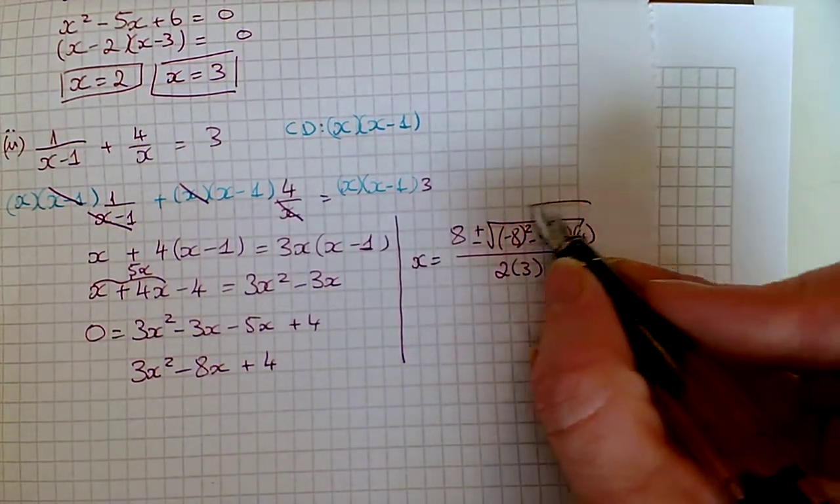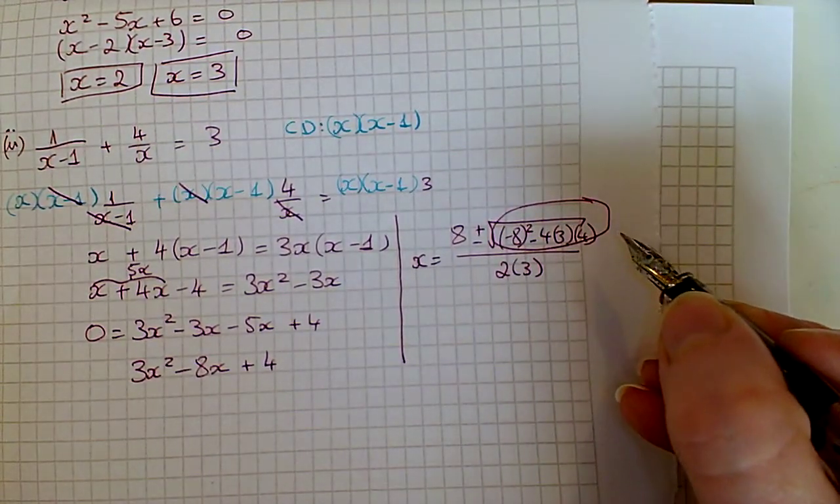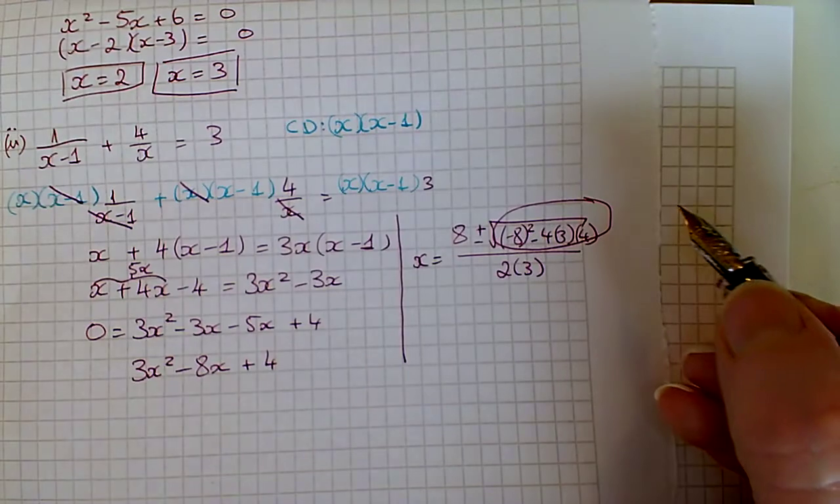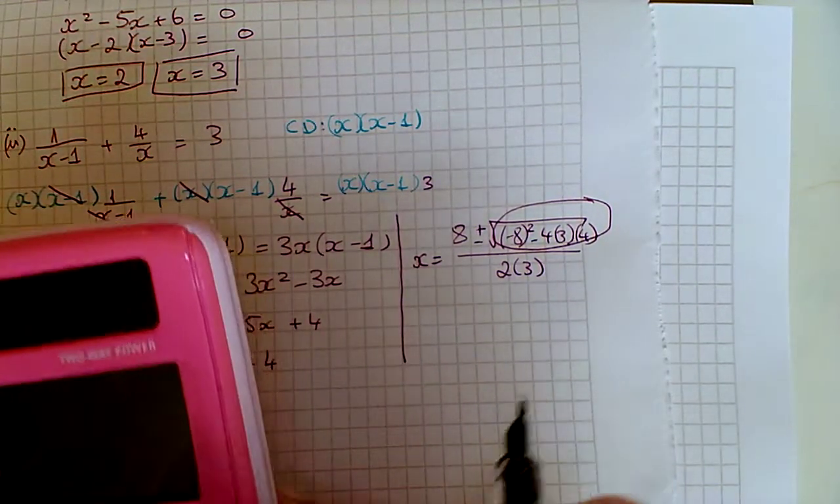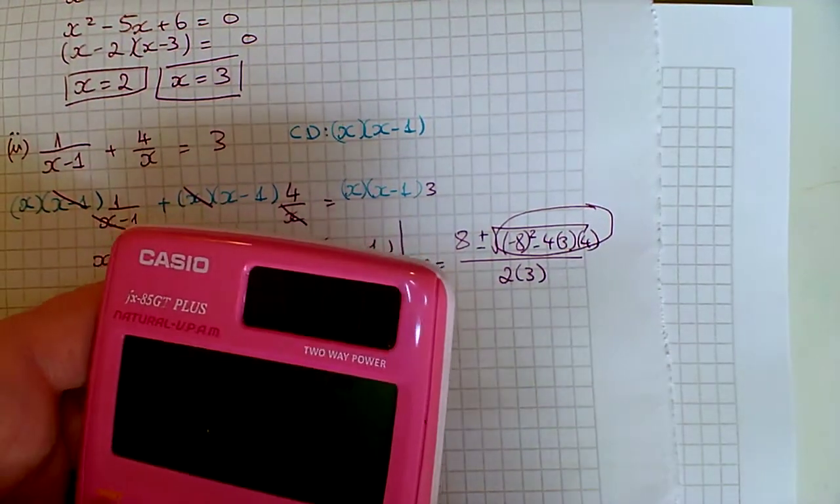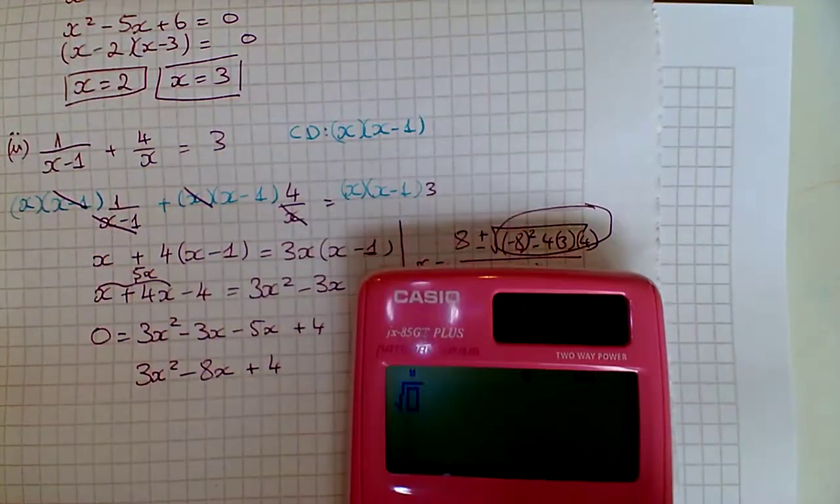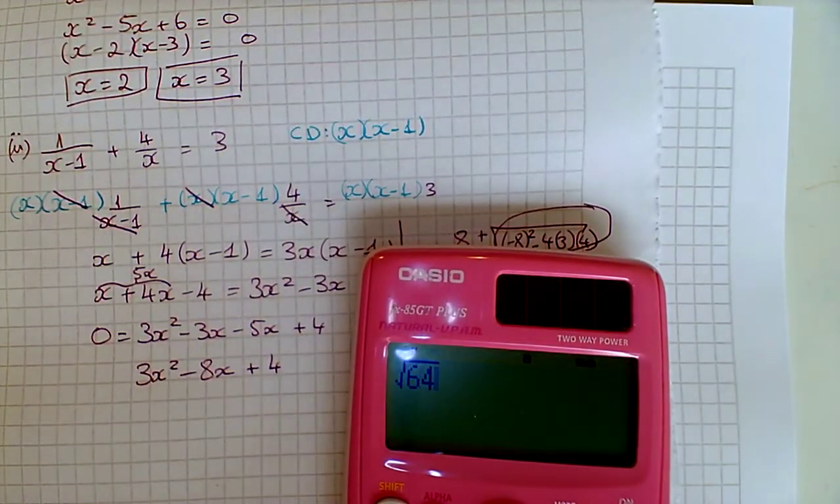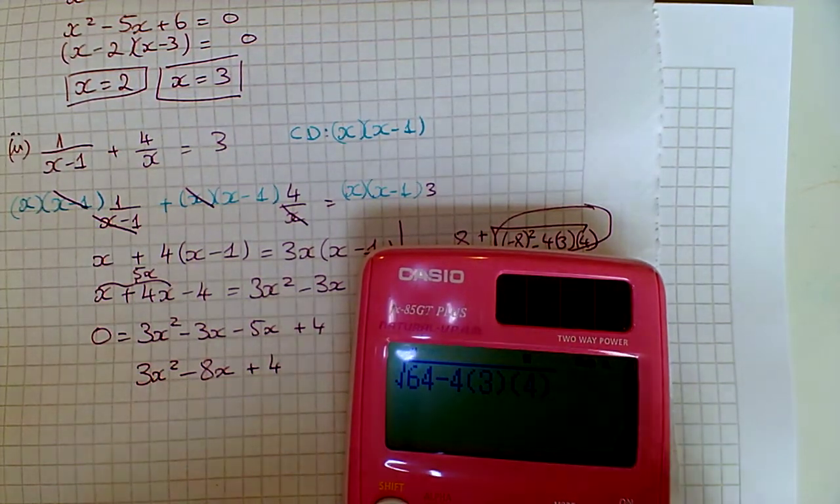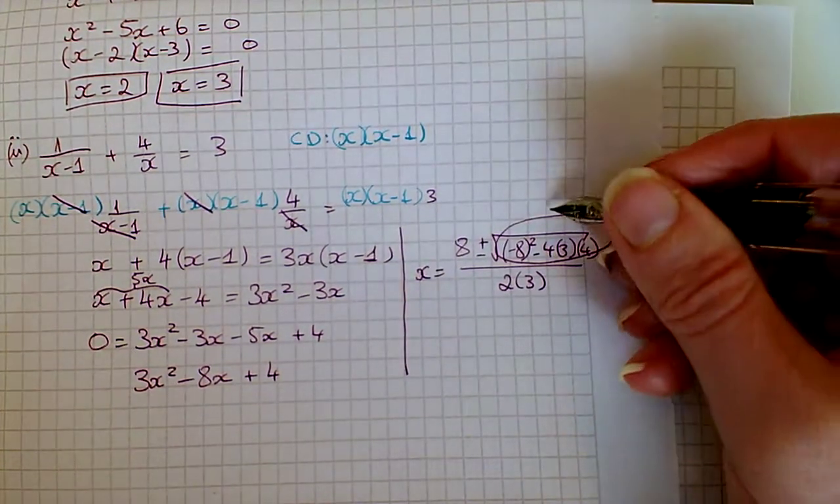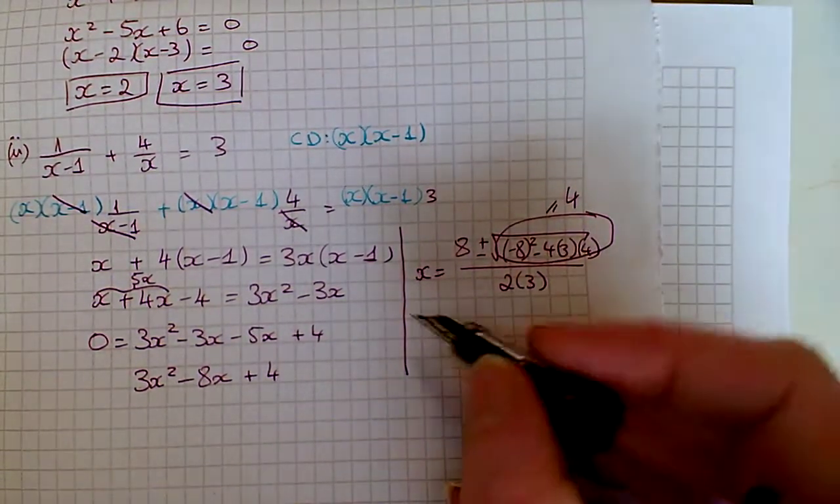And this, when I put it into my calculator, I have 64, should be 60, should be 4. Let's just double check in my calculator. I've got 64 minus 4 by 3 by 4. And that gives me 4. So if you can do it in your head, go ahead and do that.